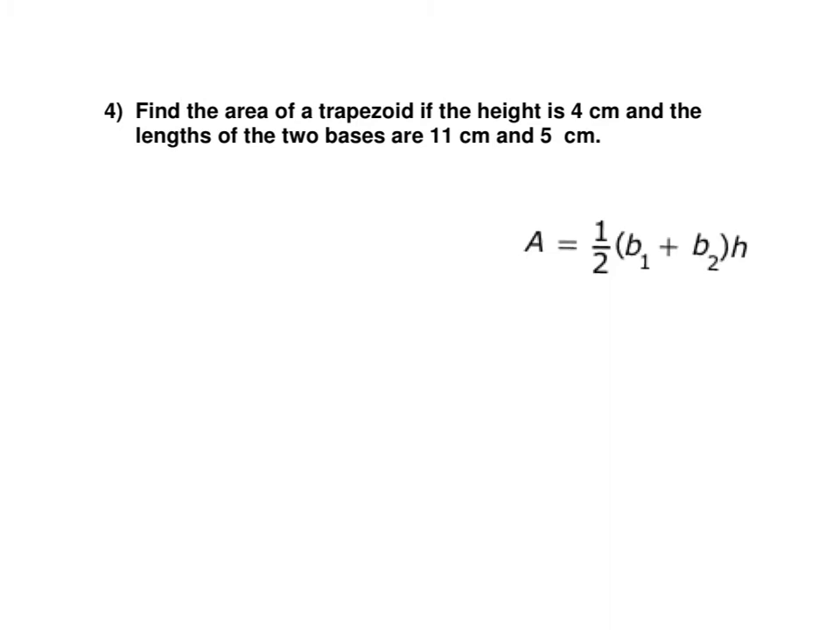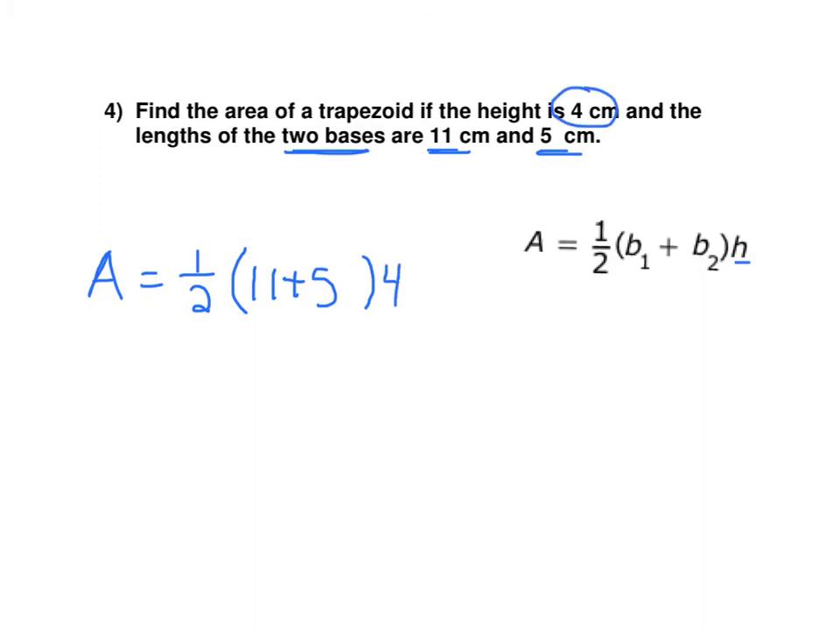All right, so we're finding the area. We don't know what it is, so we write down A, and then you have 1/2, and then you have this B1 plus B2, and those are the two bases. It doesn't matter which one is 1 or 2, you're just going to add them together, so 11 plus 5, and then the height here is 4, so we're going to multiply by 4.